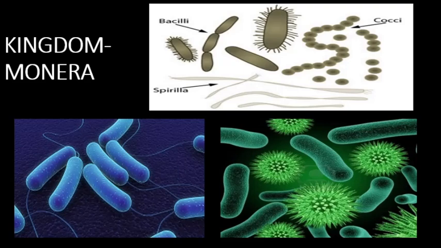Let's learn the characteristics of this group. Now, all the organisms included in kingdom Monera are unicellular. That is, they are made up of only one cell. They can be either autotrophic, who can prepare their own food, or heterotrophic, who cannot prepare their own food. Also, they have a prokaryotic cell, that is, a cell without a distinct nucleus, a cell without a well-defined nuclear membrane, and also different cell organelles are absent.